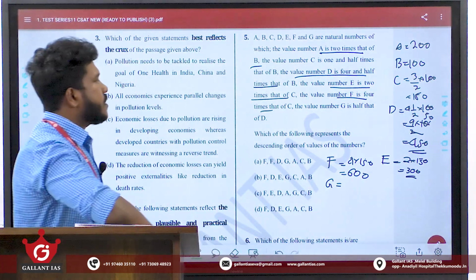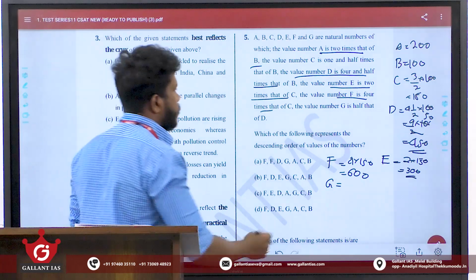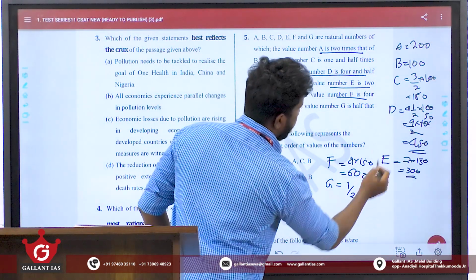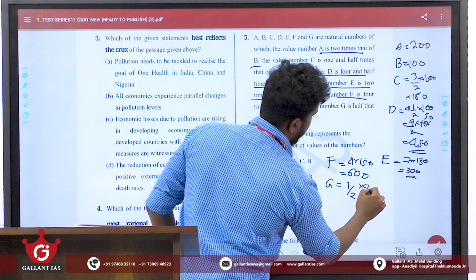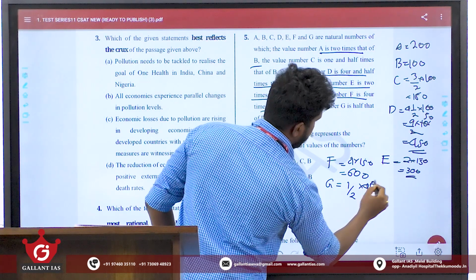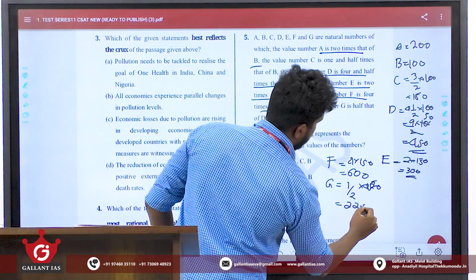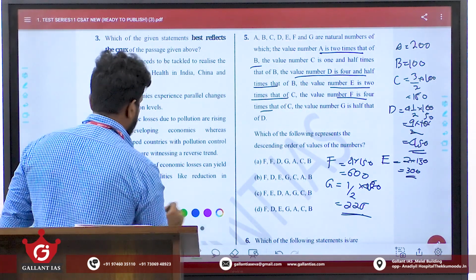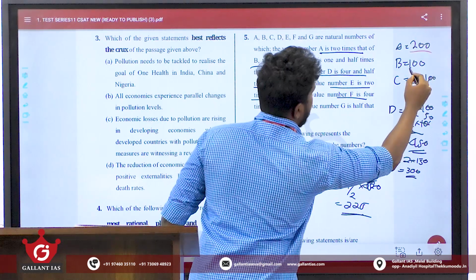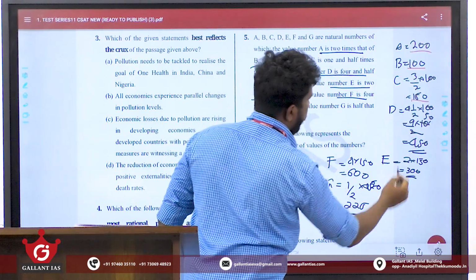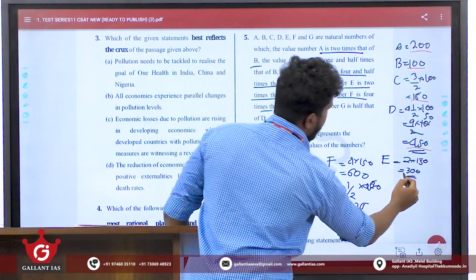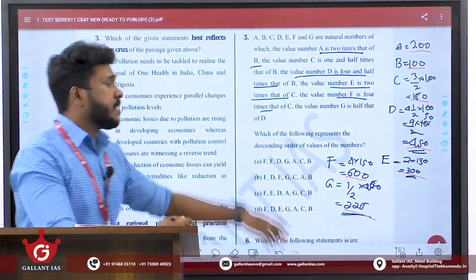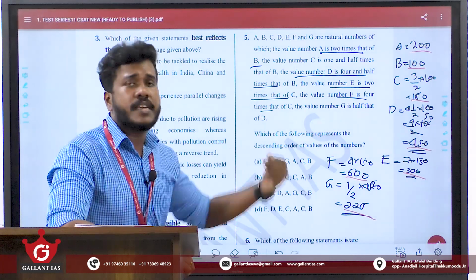The value of G is half that of D. That is half into the D value, which is 450. Half of 450 is 225, right? Now you have got all the values: A is 200, B is 100, C is 150, D is 450, E is 300, F is 600, and G is 225. Just arrange the values in descending order and you will get the answer.